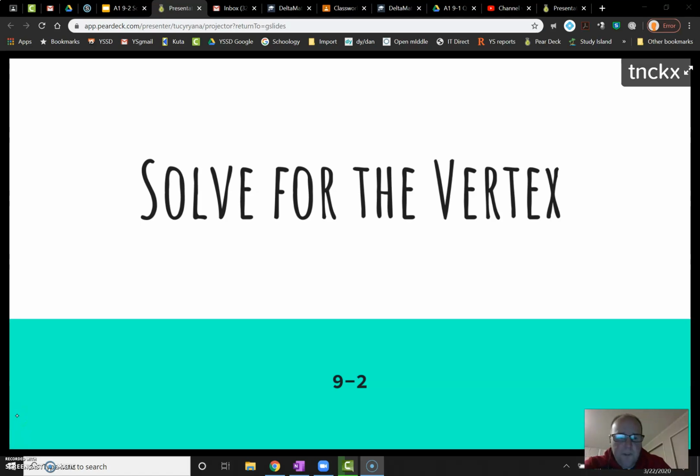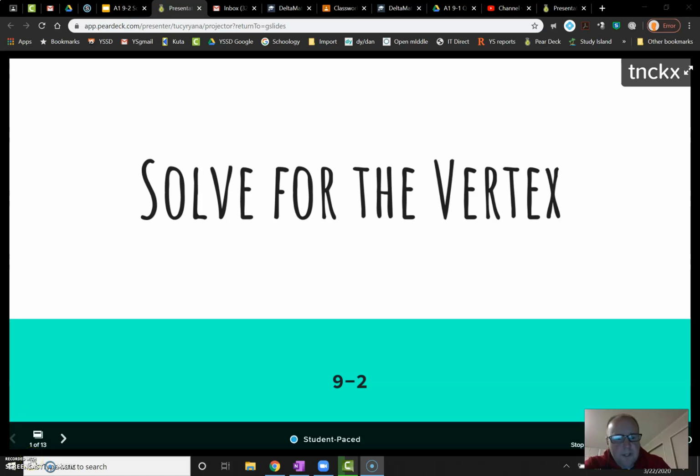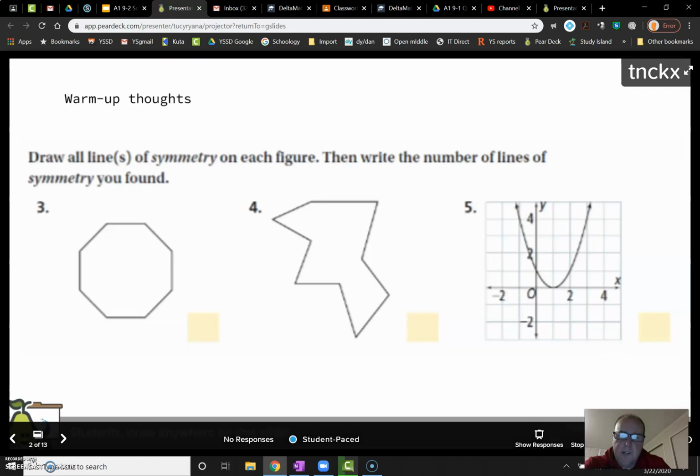Alright, here we go. We're going to solve for the vertex this time, which means our equation is going to look a little bit different. We're going to have a little extra work to do with it. So the warm-up thought is, how do we deal with just the idea of symmetry?